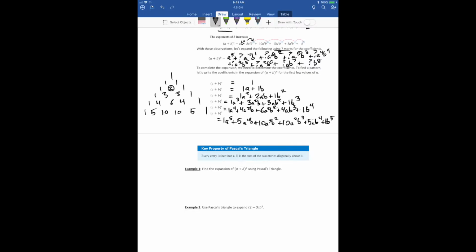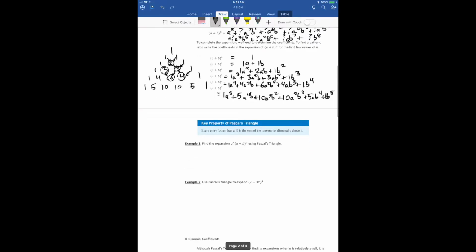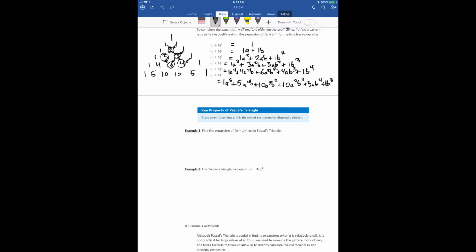So this 2 is 1 plus 1. This 3 is 2 plus 1. 4 is 3 plus 1. 6 is 3 plus 3, and so on. It turns out that the coefficients of binomial expansions, just like these, follow the rows of Pascal's triangle.